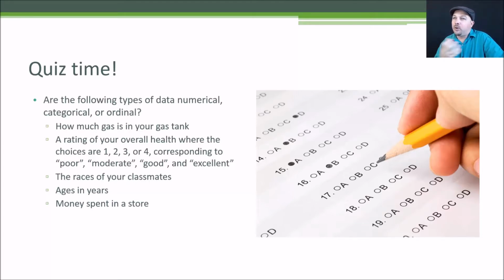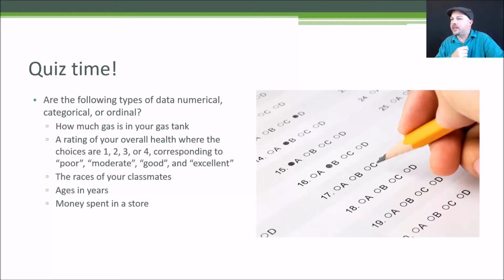How about if you're rating your overall health on a scale of 1 to 4, where those choices correspond to the categories poor, moderate, good, and excellent? What do you think? Well, that's a good example of ordinal data. It's very much like our movie ratings data. And again, depending on how you model that, you could probably treat it as discrete numerical data as well, but technically we're going to call that ordinal data.